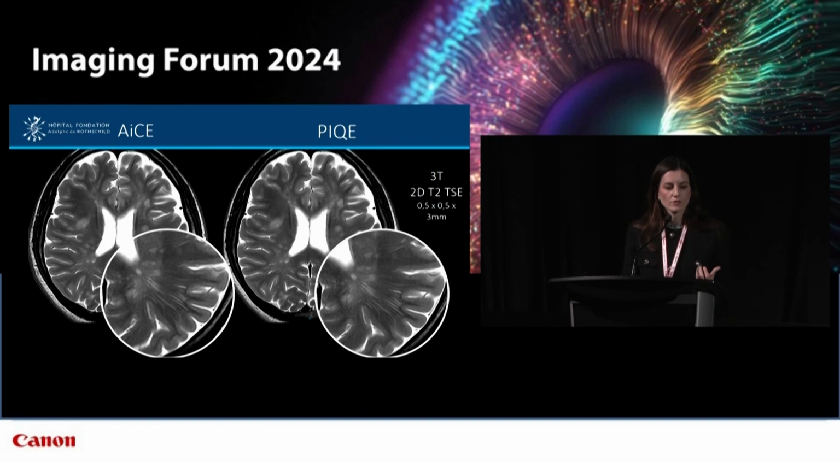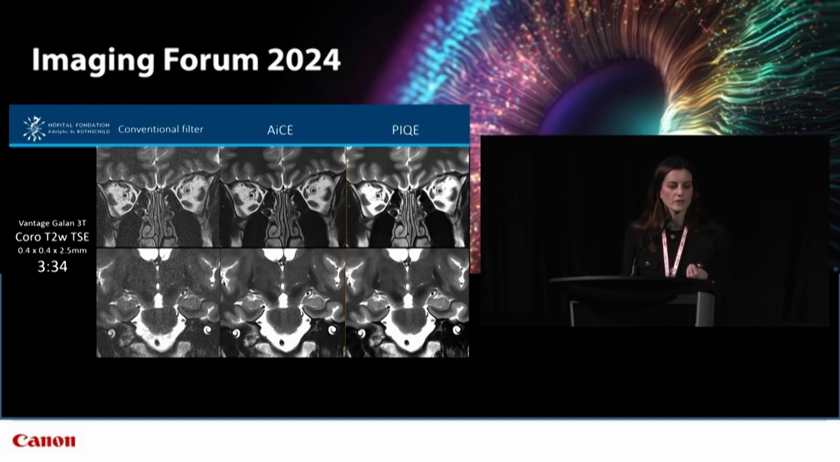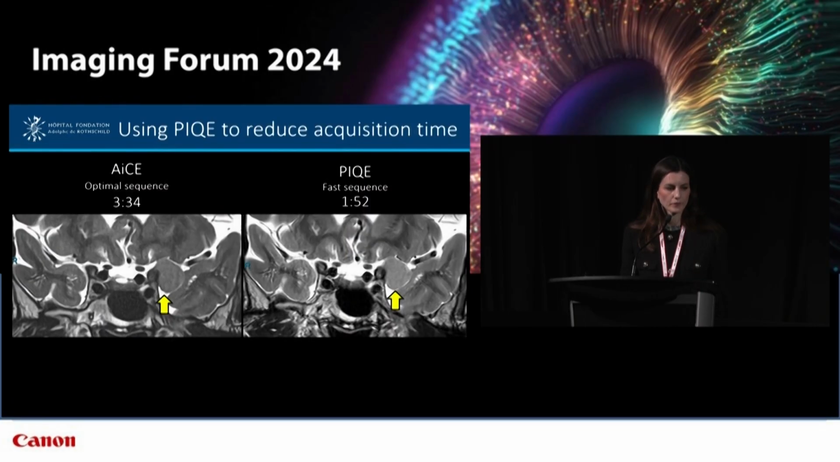And in the region of the orbits, optic nerve and hippocampi on this series of images, which illustrates so nicely the different grades of image quality from decreasing noise from left to right. PEAK can also be used to reduce scan time, again changing themes slightly, but this is a lovely case of a left anterior clinoid process meningioma. PEAK in this setting allows us to knock nearly half the scan time off without any loss of diagnostic information.